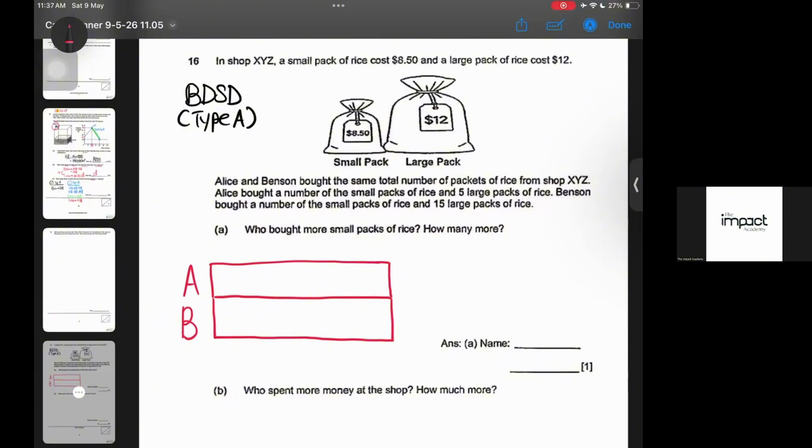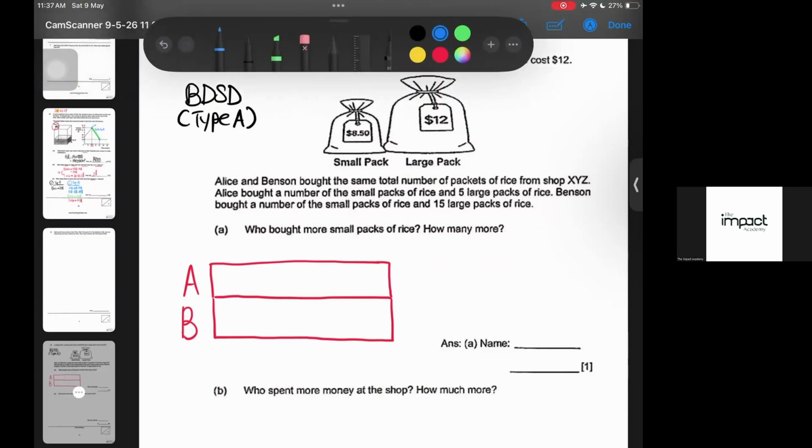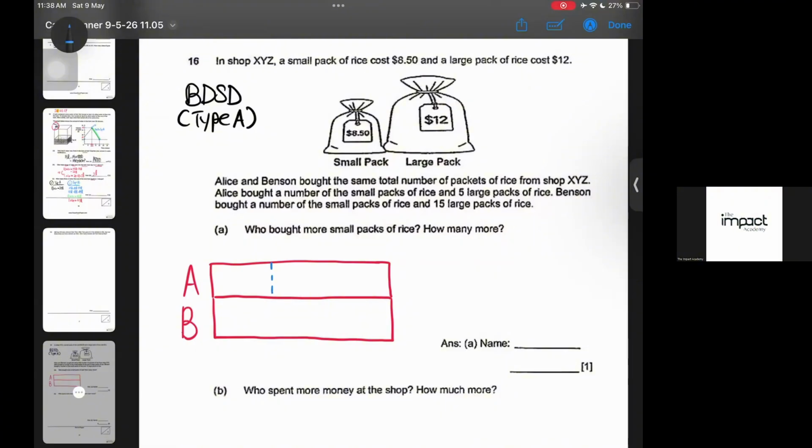Then Alice say, wait. Okay, I tell you how many large packs of fries did I buy? How many? So when I look at Alice's model, right, I know that Alice bought 5. How big is 5? We don't know. But I can estimate it to be this part to be 5. And 5 what? Large.